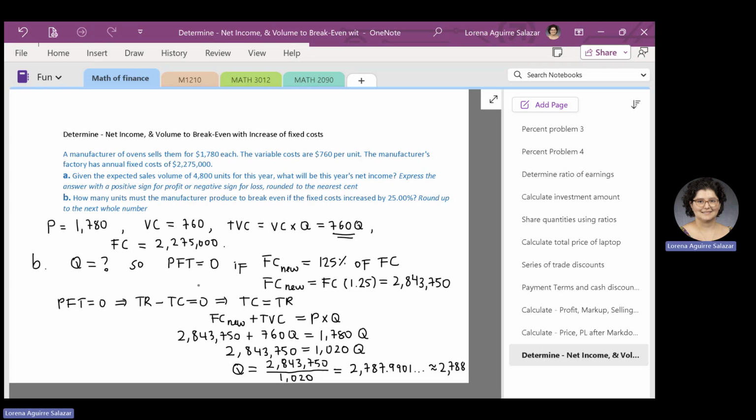To solve this problem, we made profit equal to 0, and we solved for Q, provided that the new fixed costs were 125% of the original fixed costs. We ended up with a linear equation. To solve for Q, it was enough to isolate Q. We found Q equals 2,787.9901 and so on. Because we needed to round up the answer to the next whole number, we found the number Q equals 2,788 units.